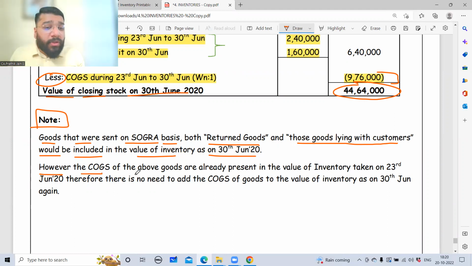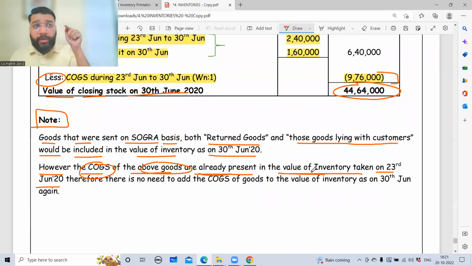However, the cost of goods sold of the above goods is already present in the value of the inventory taken on 23rd June. That is, the 2,36,000 worth of consignment goods is already present in the value of inventory. In that 48 lakh, the 2,36,000 consignment cost is already there. When these were sent, you never subtracted it. So while bringing them back, adding does not make any sense, is what this point is trying to explain.